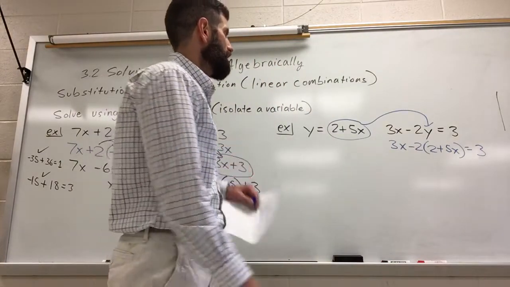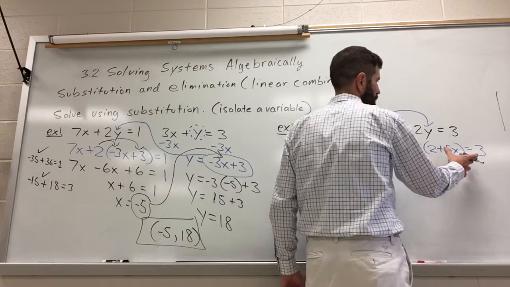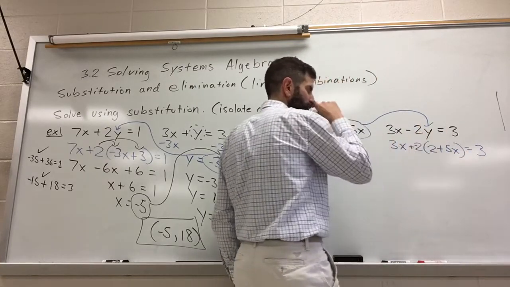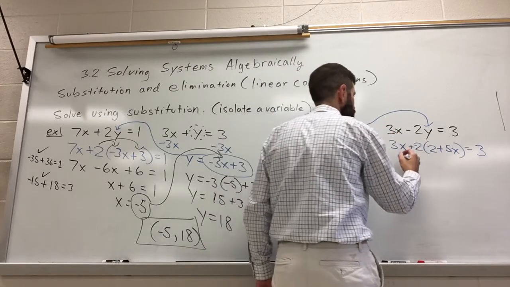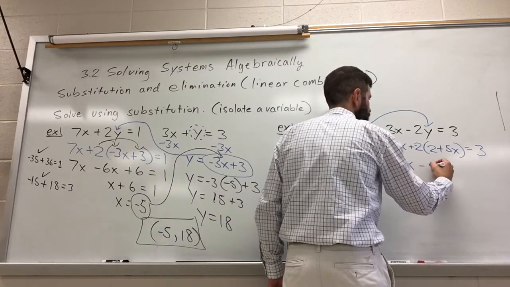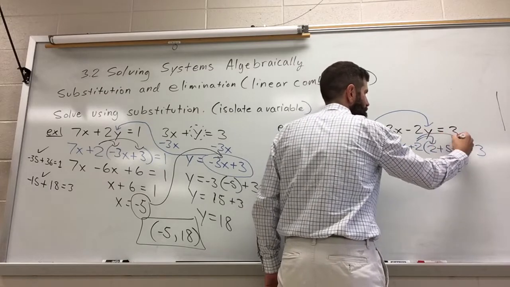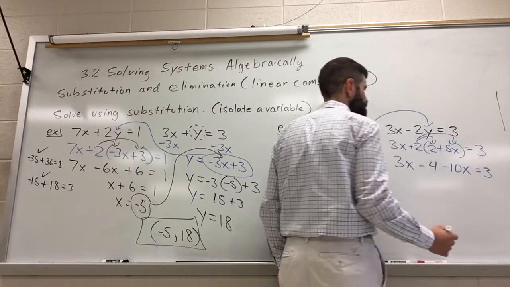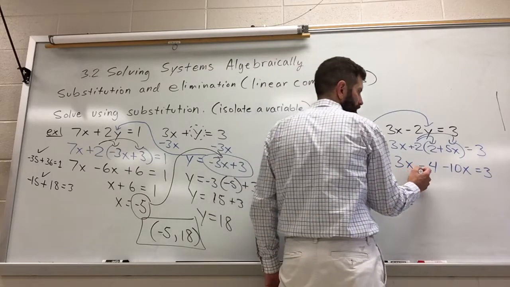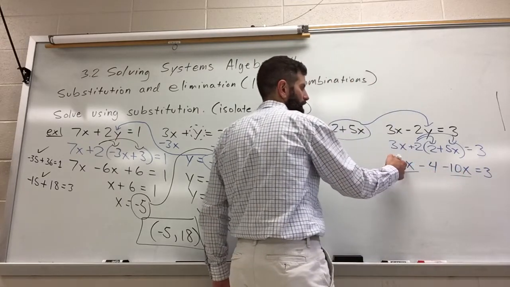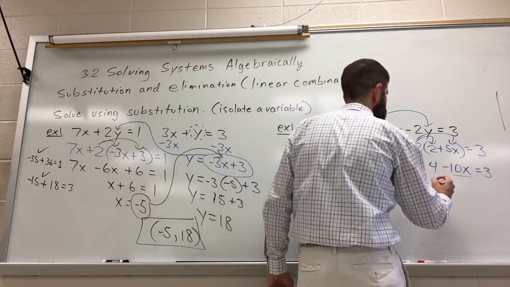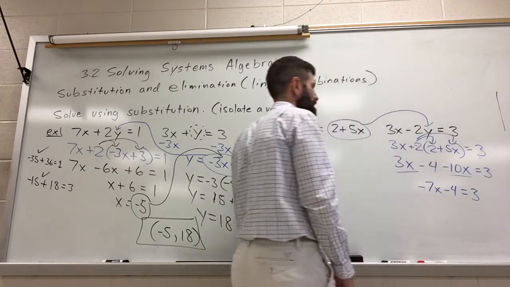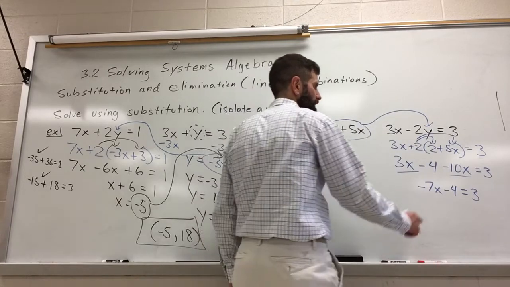And then these x's need to join up, but this one's locked. We're going to unlock it by distributing. Make sure to distribute that -2. So we're going to get 3x minus 4 minus 10x. Now the like terms can simplify. So I get a 3x minus a 10x is -7x. Minus 4 equals 3. Two-step equation.